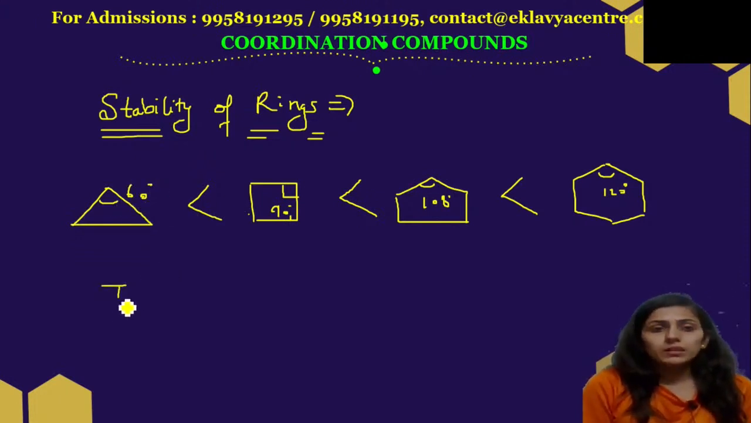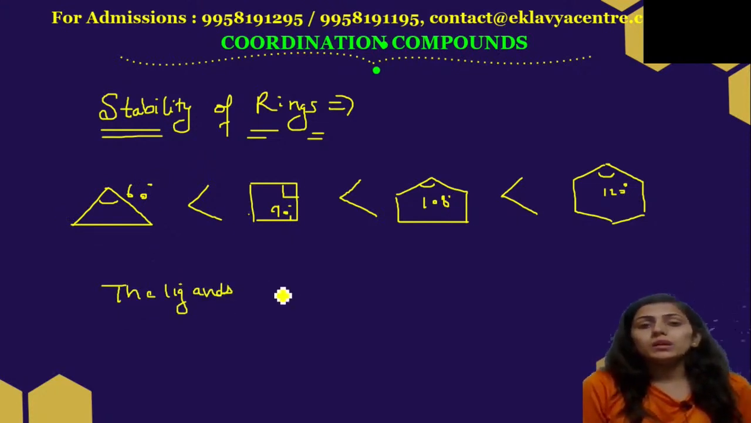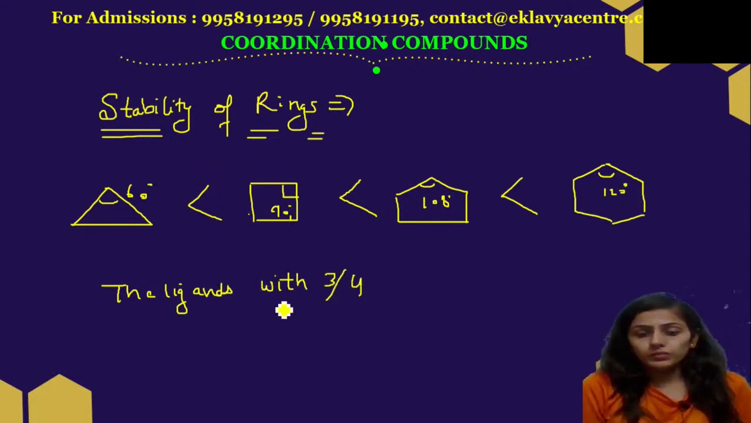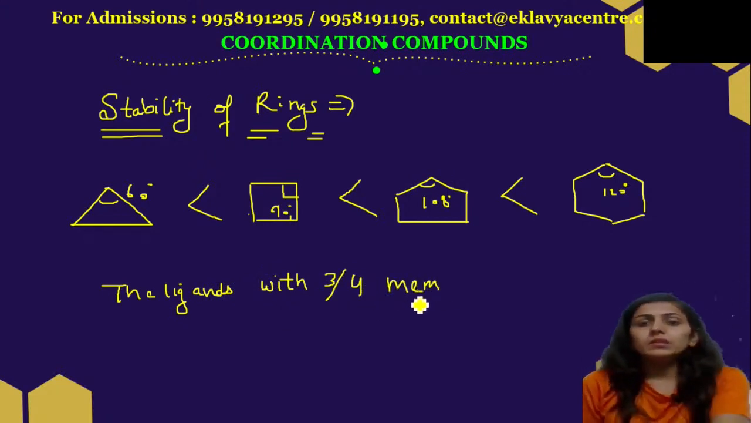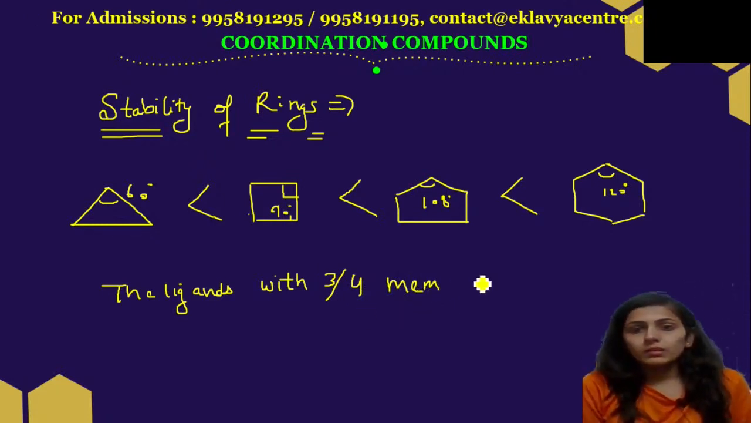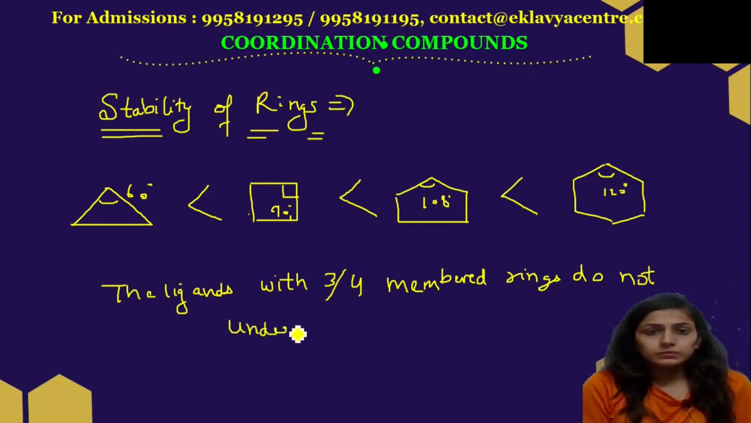So therefore, the ligands with 3 or 4-membered rings do not undergo chelation. Right?